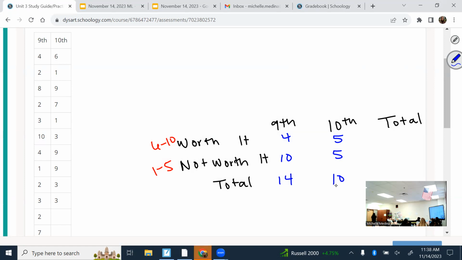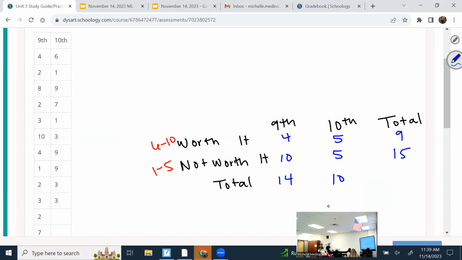And then for the rows, I would add the rows for those totals. So 4 plus 5 would be 9 total said that it was worth it. 10 plus 5, 15, not worth it. And then the total that goes here should be equal to the amount of people surveyed. And you can do it from your row total or your column total, but it should be the same number. If it's not, then you must have added something wrong at some point.